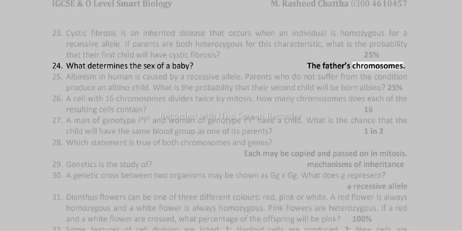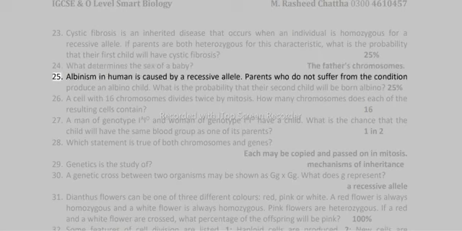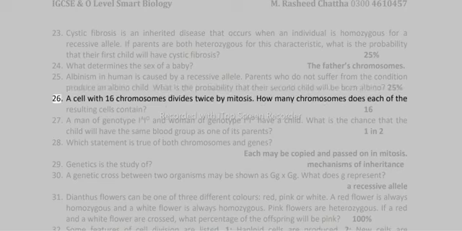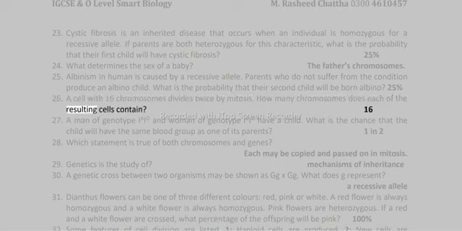The father's chromosomes. 25. Albinism in humans is caused by a recessive allele. Parents who do not suffer from the condition produce an albino child. What is the probability that their second child will be born albino? 25%. 26. A cell with 16 chromosomes divides twice by mitosis. How many chromosomes does each of the resulting cells contain?